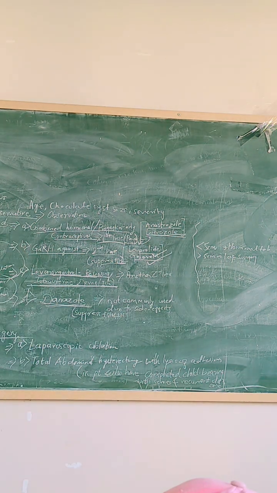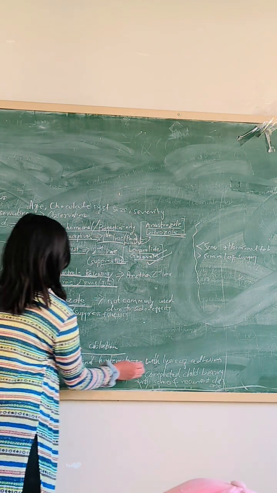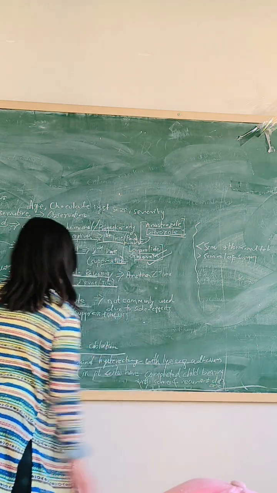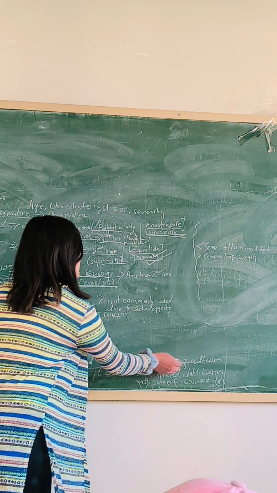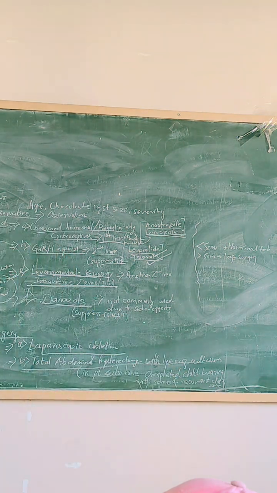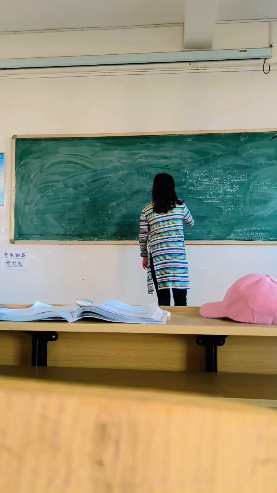And for the surgery, we can do laparoscopic ablation. The second one is total abdominal hysterectomy with lysis of adhesions. Hysterectomy is removal of the whole uterus, along with lysis of adhesions. Those adhesions which are remaining outside of the uterus, we can also do lysis.